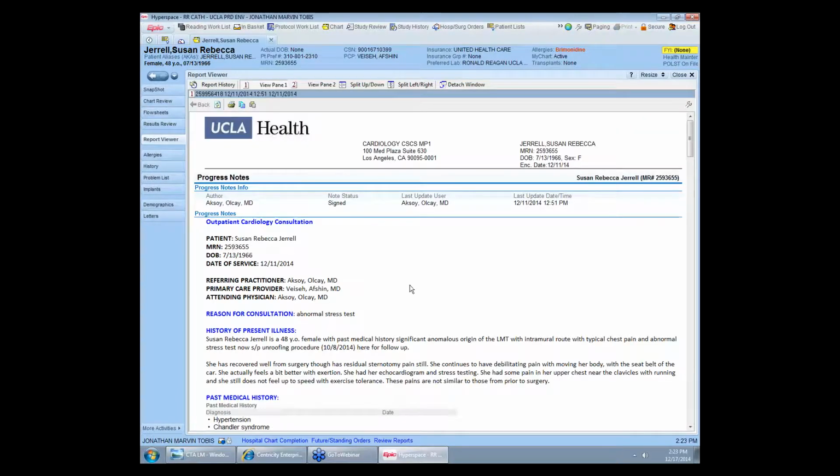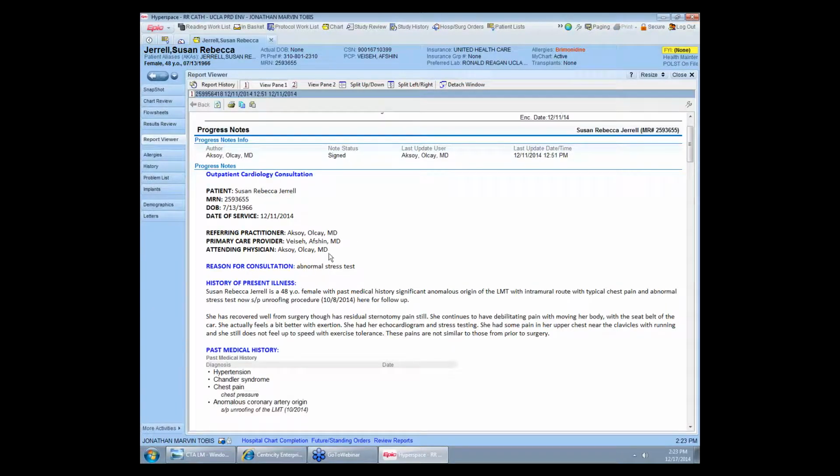So here's a note from December 11th from Aksoy, who saw her with, he says, typical chest pain, an abnormal stress test, status post-unroofing, recovered well from surgery. She continues to have pain with moving her body. That's chest wall pain, but felt a bit better with exertion.